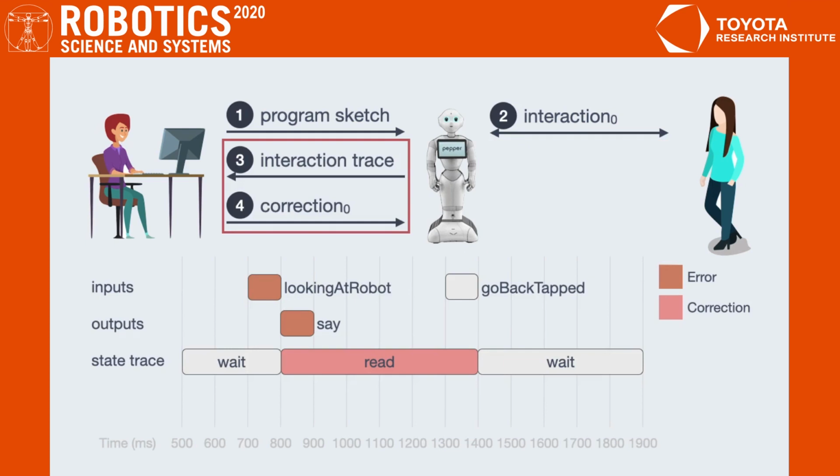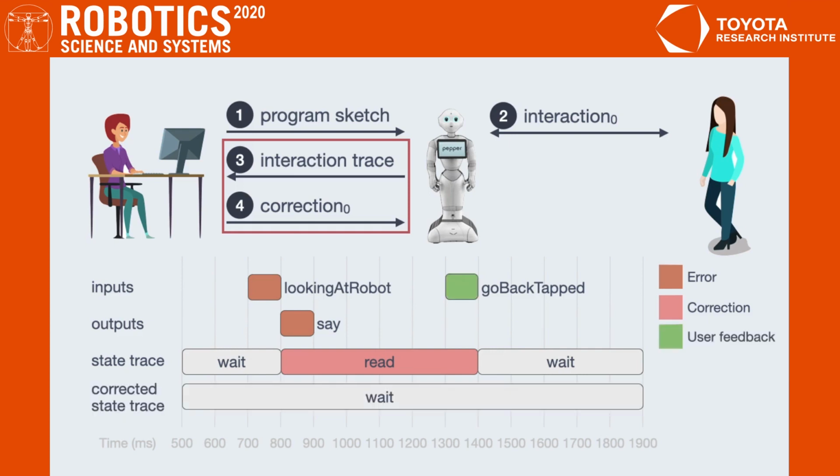Once the interaction is over, the programmer can easily annotate breakdowns offline by correcting the mismatches between the expected and recorded state trace. Alternatively, such corrections can be derived from the user's recovery inputs, freeing the programmer from the remaining repair process.